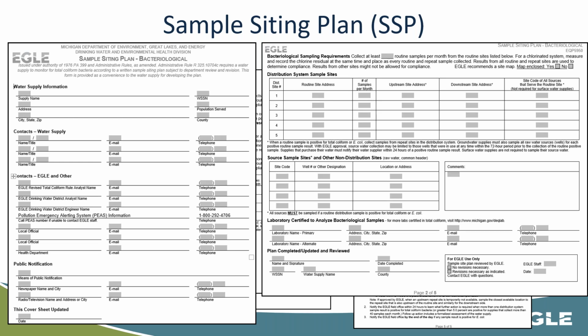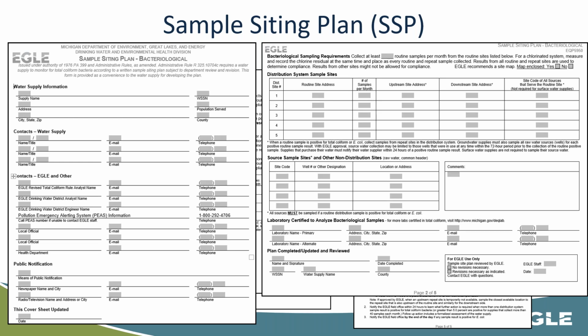Yes, John. Sample siting plans are important tools for water supplies to identify and document the most representative points in the distribution system. Routinely sampling at these points will alert supplies to potential coliform contamination. If a sample is coliform positive, SSPs aid in quick troubleshooting the cause because sampling locations are pre-selected and you know exactly where to go to collect your repeat and triggered samples within 24 hours. Thank you for stressing the importance of SSPs, Brittany. So where do you find a blank form to fill out?